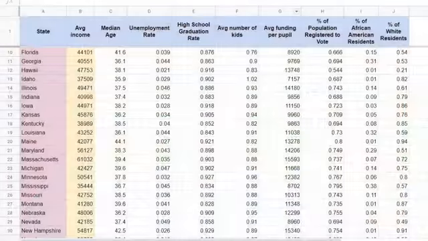The variables we observed were median age, unemployment rate, high school grad rate, average number of kids per family, average funding per pupil in public schools, percentage of population registered to vote, and race demographics to predict the average income of the state. We organized a table with the values for each variable by state. This allowed us to create a multiple regression ANOVA table analyzing the relationships between the variables.